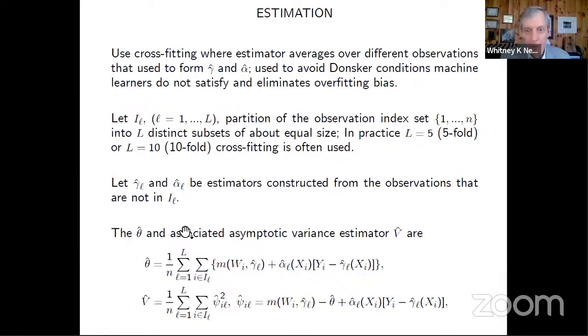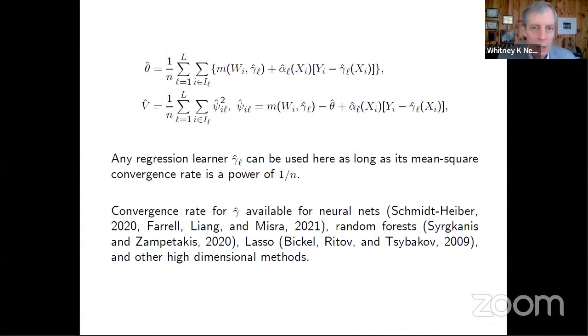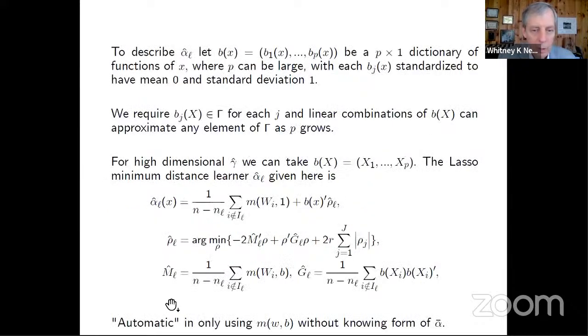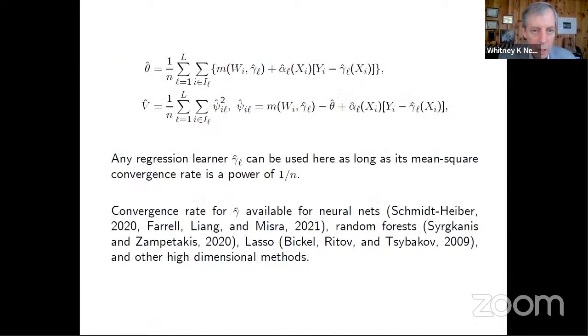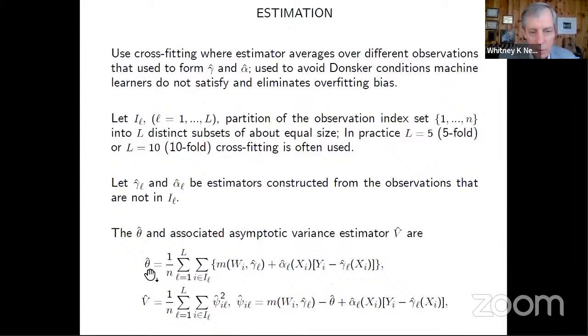And then here's the estimator, right? You just plug in the gamma hat here, and then the estimator of alpha hat, and you plug that in, and that's your estimator. This is the debiased machine learning estimator of theta naught. We'll give you this in just a minute. And then the standard error, the estimated variance for root n times theta hat minus theta naught.